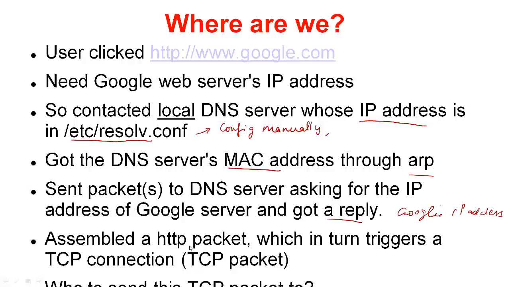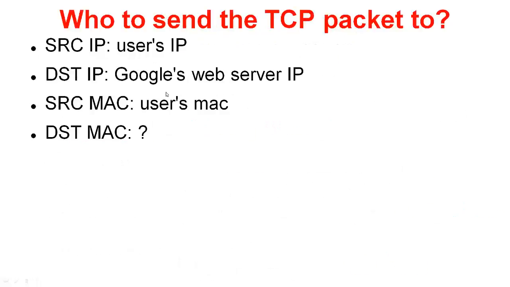Now that you have Google's IP address, you are ready to send the HTTP packet. As soon as you create this HTTP packet, it in turn triggers a TCP packet. Now this TCP packet, when you put it in the IP header, will have the source IP address as your own host IP address and the destination IP address as that of Google. Now who should you send this TCP/IP packet to? A reiteration of what I said: this packet will have source IP as the user's IP, destination IP as Google's IP, source MAC as the user's MAC, but whose destination MAC are you going to put?